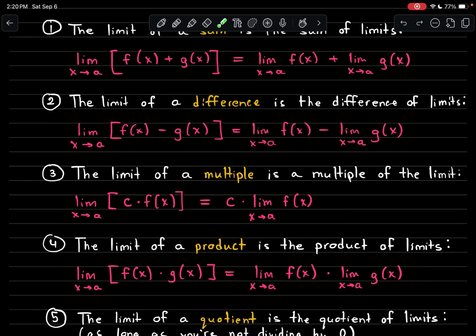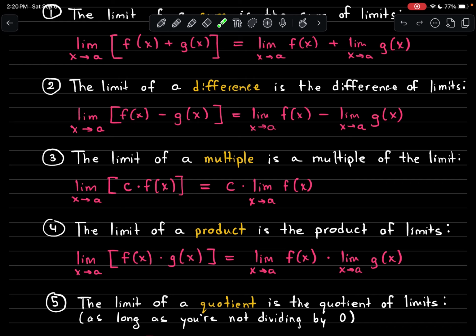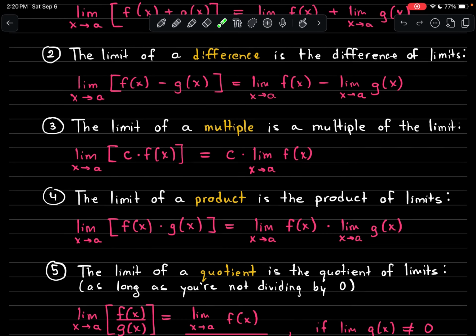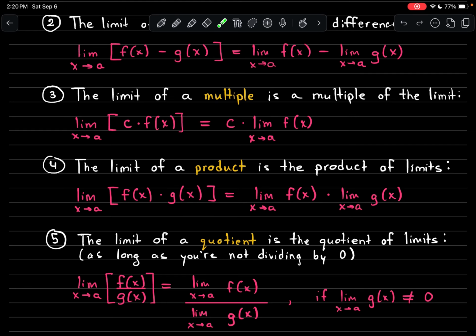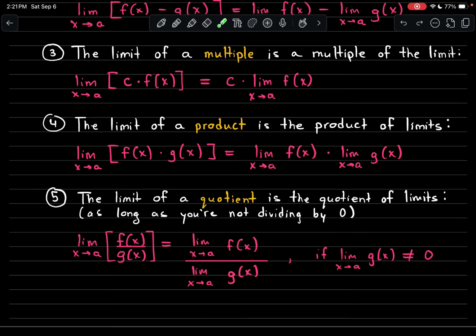Naturally, the same thing is going to hold for division. The limit of a quotient is the quotient of limits, just as long as you're not dividing by 0. So long as you're not dividing by 0, we're allowed to go ahead and do this. So we have a limit of a fraction of two functions. That limit will go into the numerator and the denominator as long as this is not going to give us a 0 in the denominator.